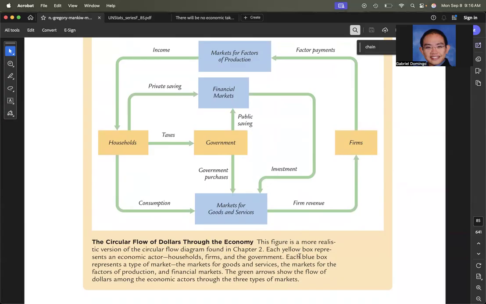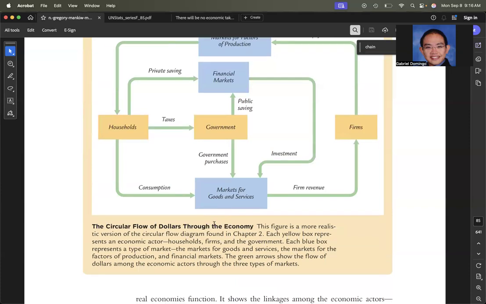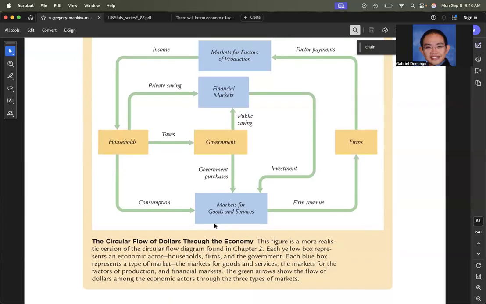Each blue box represents a type of market. So you've got the market for factors of production, you've got financial markets, and you've got the market for goods and services. The green arrows show the flow of dollars among economic actors through the three types of markets. So let's examine that. So, like before, firms to households, factor payments turns into income, okay, to households, meaning the firms pay wages and rent for their capital.